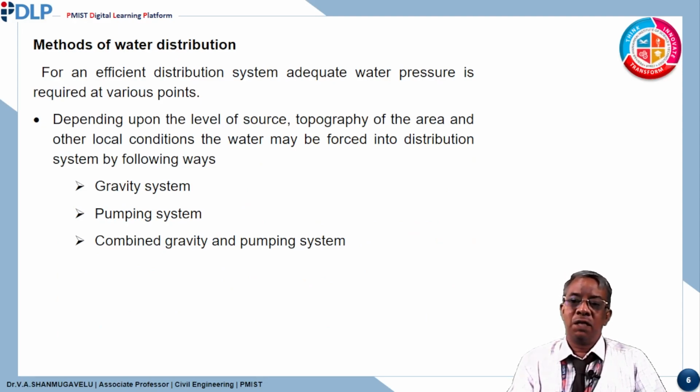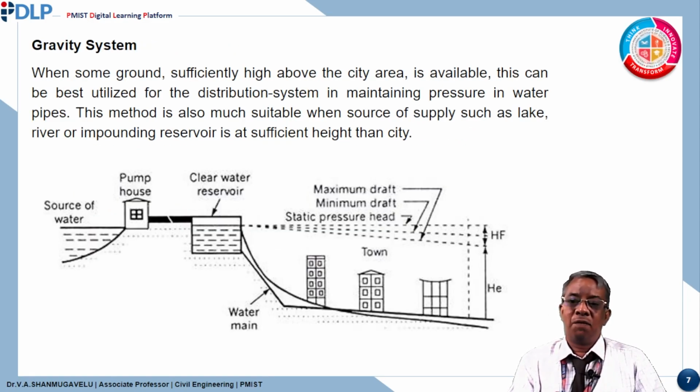Next is the method of water distribution. For an efficient distribution system, adequate water pressure is required at various points. Depending upon the level of the source, the topography of the area and other local conditions, the water may be forced into the distribution system in the following ways: gravity system, pumping system, and combined gravity and pumping system, called the dual system.